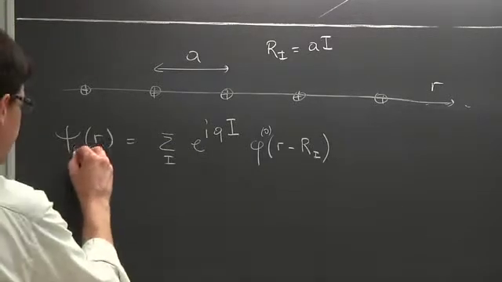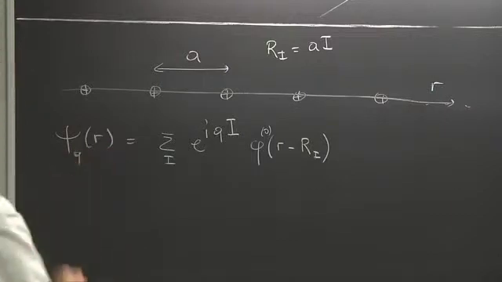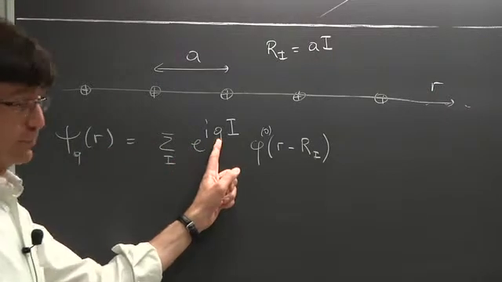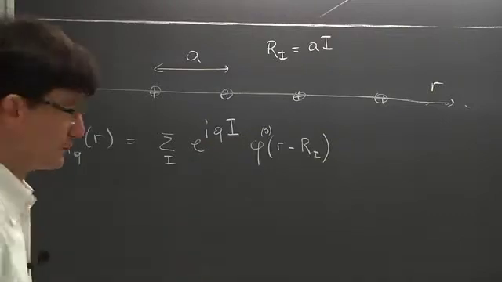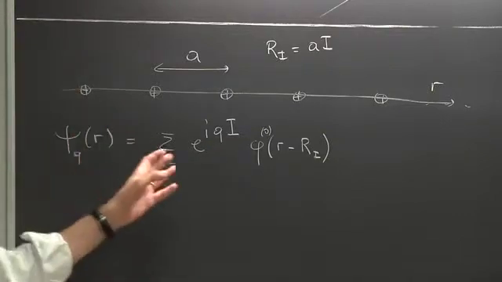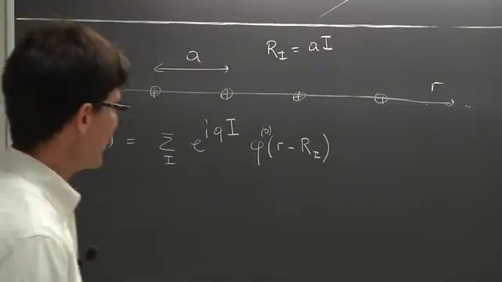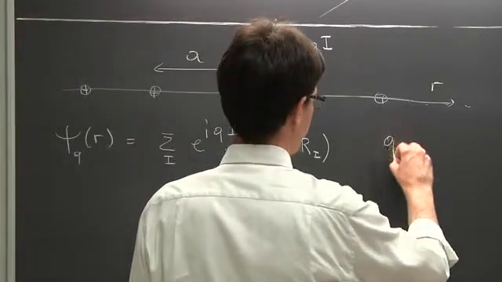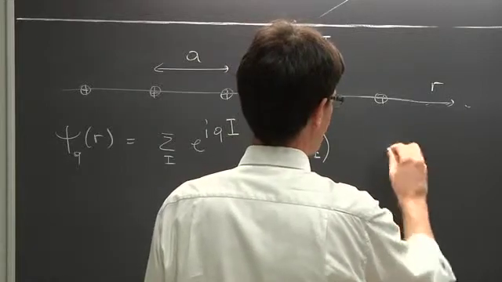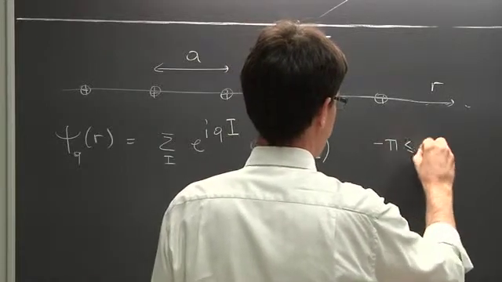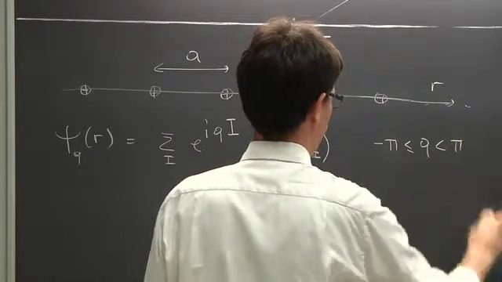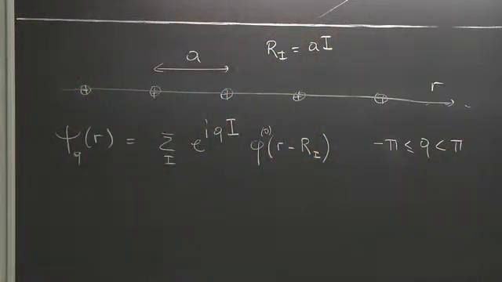Actually, let me put explicitly here a label to identify that this is the solution with quantum number q. We said that there are infinitely many solutions which are labeled by this number q. q is a real number. And in fact, we said we can restrict q to be between minus pi and pi without losing anything.